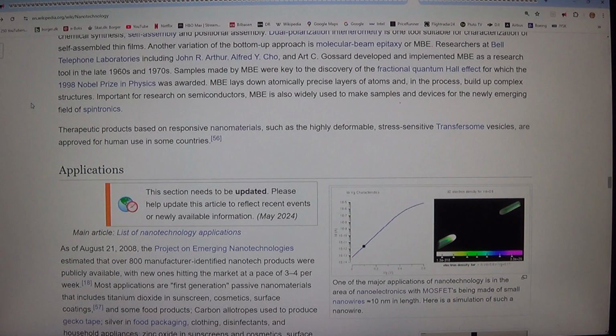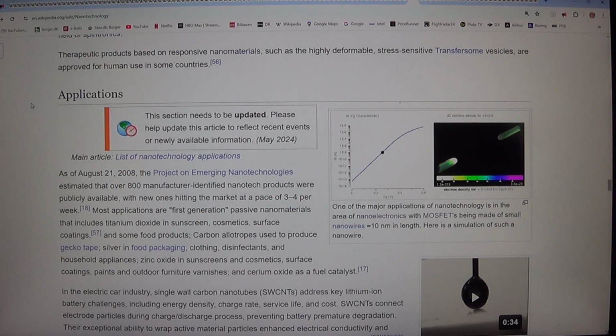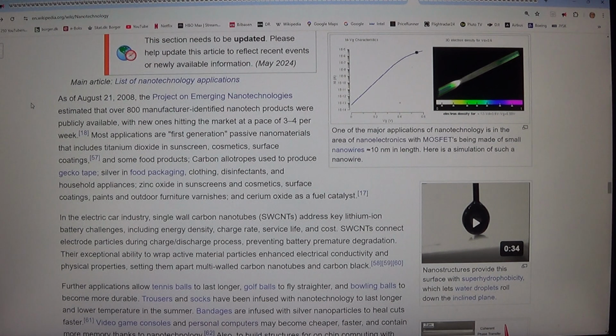Therapeutic products based on responsive nanomaterials, such as the highly deformable, stress-sensitive Transfersome vesicles, are approved for human use in some countries. Applications.